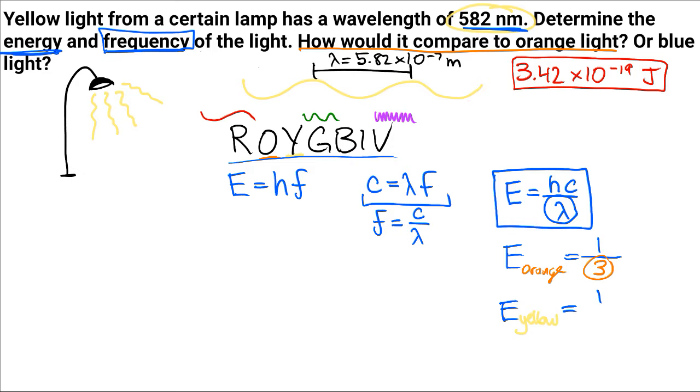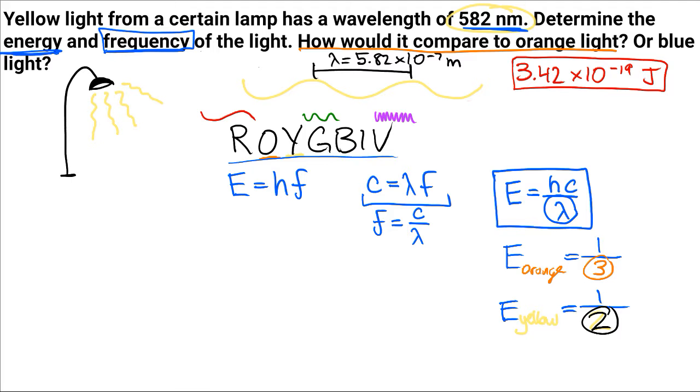We know that hc is a constant, so we're just going to call it 1 just for comparative purposes. 1 over 3. If 3 is a wavelength for orange light, then the yellow wavelength should be shorter than that. So we're going to give it a 2. It's a 2. If we're comparing the wavelengths, we know that yellow light would have a shorter wavelength.